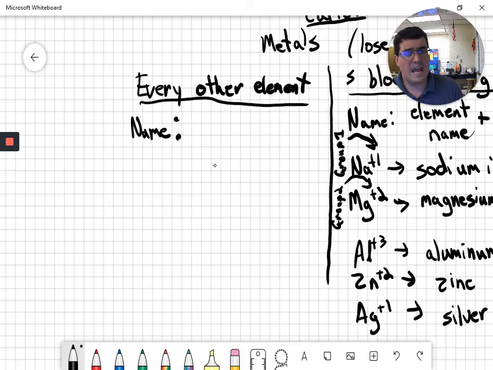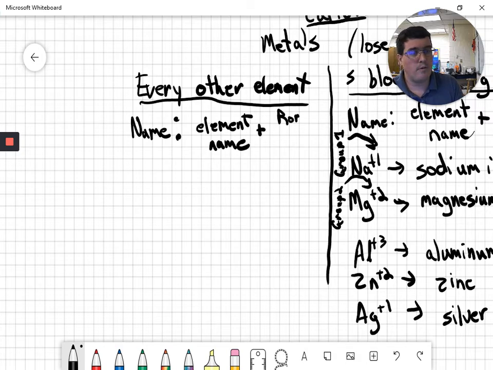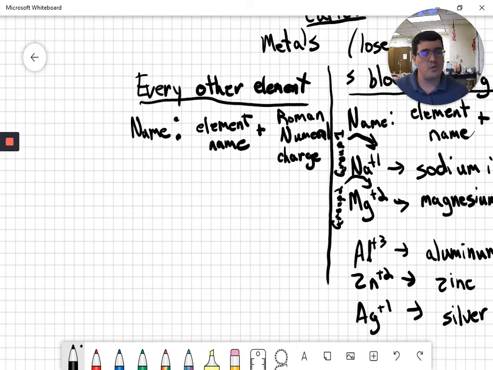All right, so the name of every other element as a cation is the element name plus the Roman numeral for the charge. Holy cow. So every other element, we will name their ions in this manner. This kind of makes things a little easier for us. Also makes things a little bit more difficult.